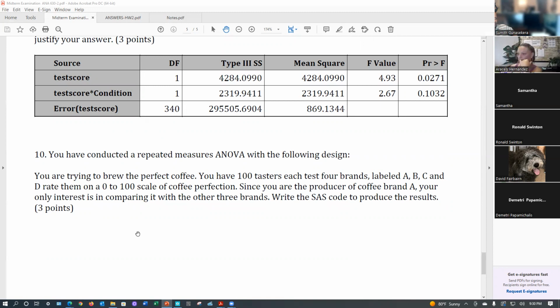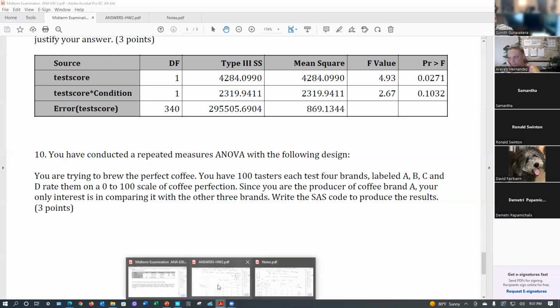This is what? Single group. You have how many people being employed? 100 testers, coffee testers. You have how many brands? A, B, C, D, 4 brands. So it seems very similar to what we had in the very beginning for the golf ball example, same thing. But under the repeated measure setting, block design setting.